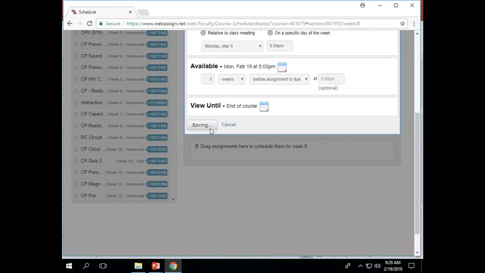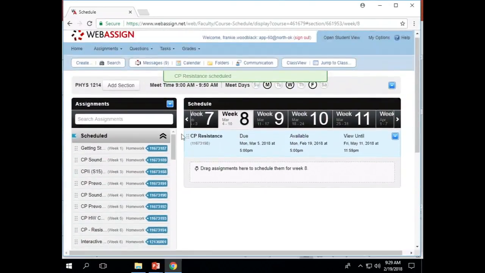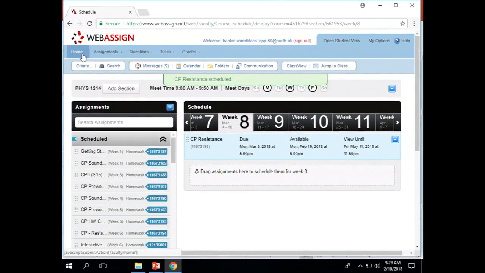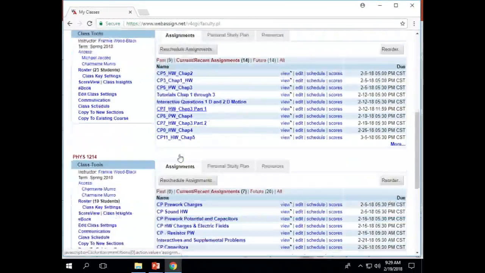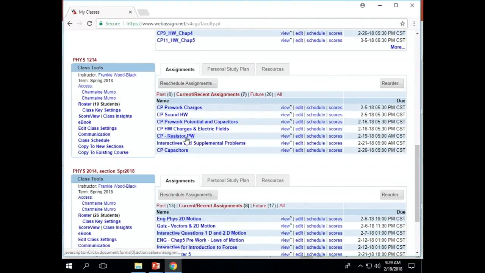So let's go back home. Back here, now you've got the resistor pre-work due on Friday. The supplement problems are due on Sunday. And then this stuff is still due. That stuff has already been done; that was due Friday. And now my capacitors are due next Monday. So that should be all kind of working through everything, and those should be all back to normal.